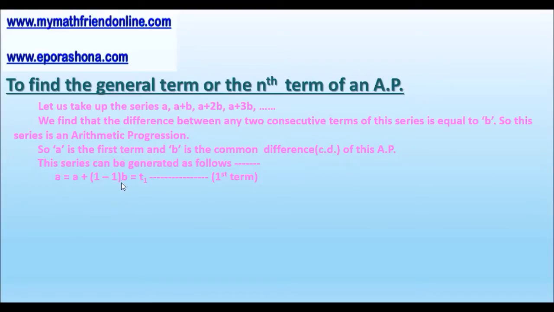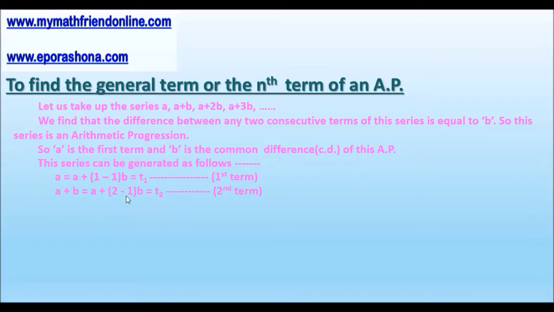Now let us take up the second term. Second term is a plus b. How are we getting the second term? We are adding the common difference b to this first term to get this second term. a plus b will be giving us the second term. This can be written as a plus within brackets 2. This 2 is representing this second term. Since it is the second term, we are having 2 over here. It is the serial number of the term.